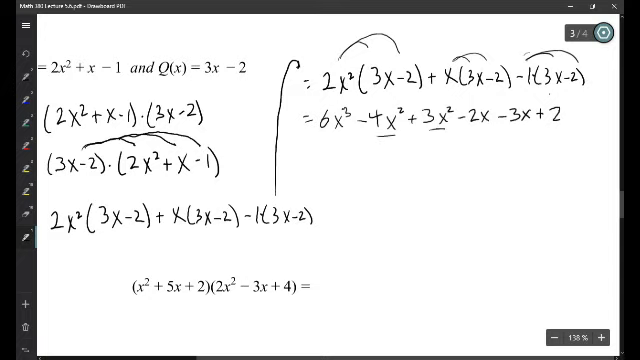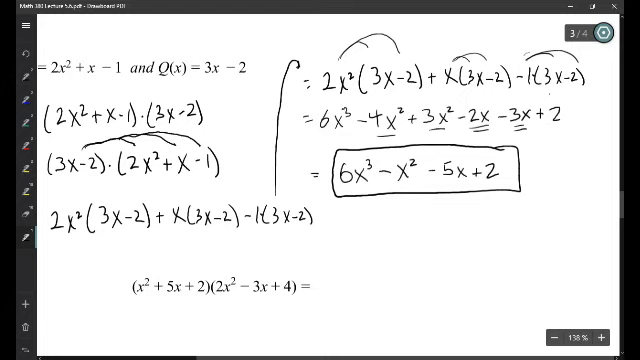Lastly, combine like terms, and we get 6x cubed. Negative 4 plus 3, negative 1, so negative x squared. Negative 2x minus negative 3x is negative 2 minus 3, negative 5. So negative 5x and then plus 2. So that is our answer. That is p of x times q of x.